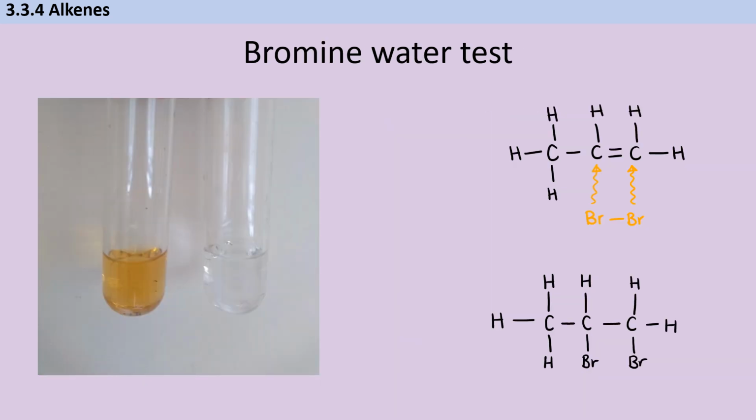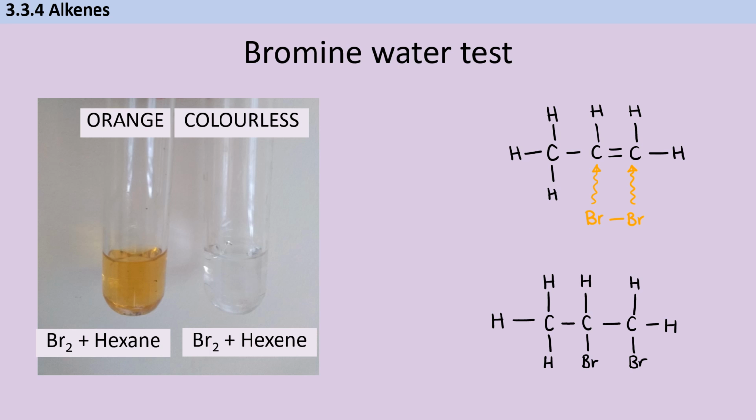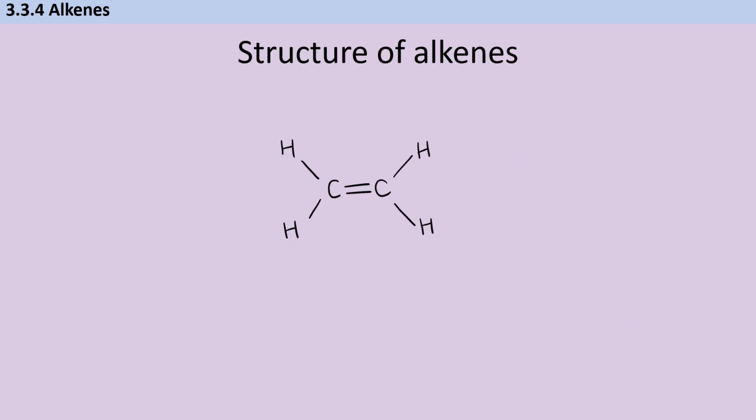You also used orange bromine water as a test for double or unsaturated bonds, and you saw that if you mixed the bromine water with something that doesn't contain any unsaturated bonds, then it would remain orange, whereas if you mixed it with something that was unsaturated like an alkene, then it would decolorise.